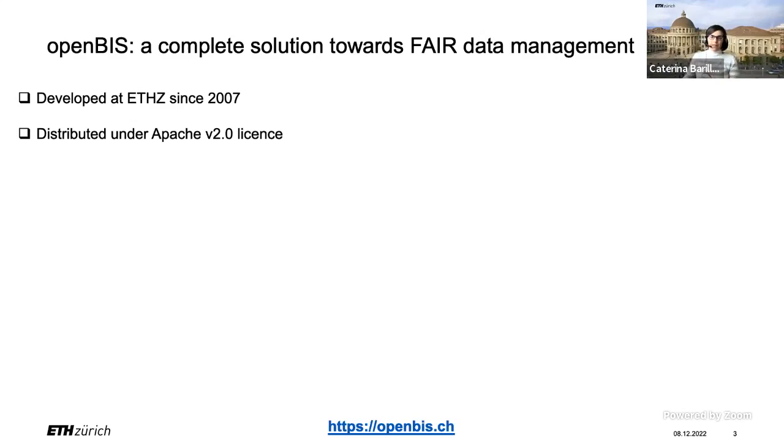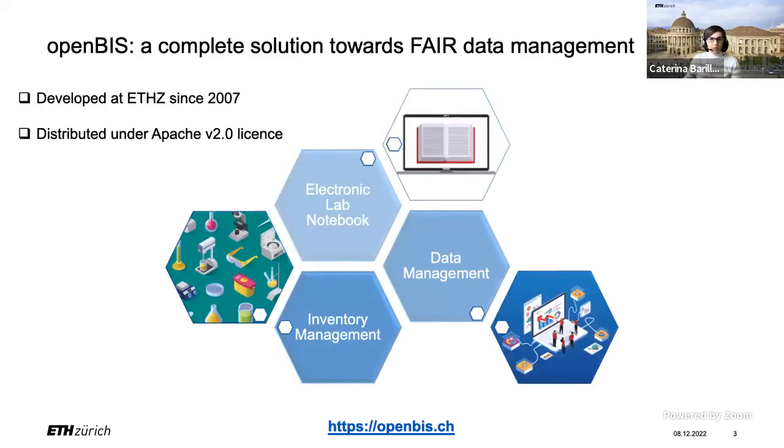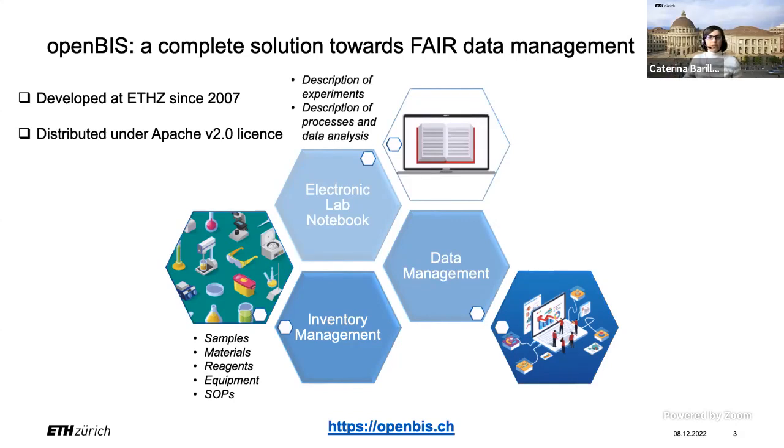openBIS has been around for quite some time. It's been developed at ETH since 2007, and it's open source software, so it's free for anyone to download and use. It has essentially three main components. One is the inventory management part, which you can use to store your samples, your materials, your reagents, the equipment, and the standard operating procedures, if you have any in the lab. The second component is the electronic laboratory notebook that you can use to document your experiments and also the analysis of your data. And finally, the data management part. You can store data connected to the experimental descriptions, and you no longer have a mess of data lying around unconnected from the description, which is often still a very common situation.